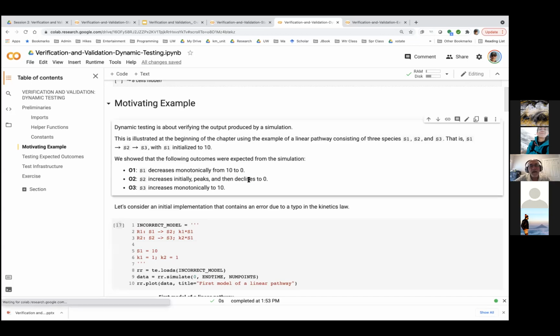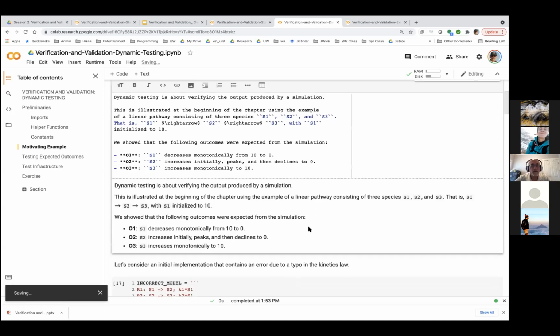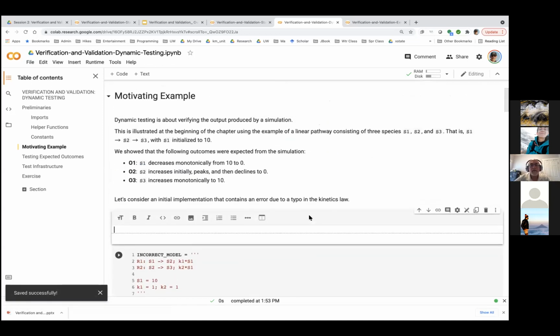I don't know how to spell declines. Okay, it's probably not necessary for you to reload and refresh just to correct my spelling error, but okay. S2 peaks and then declines, and S3 increases monotonically to 0.